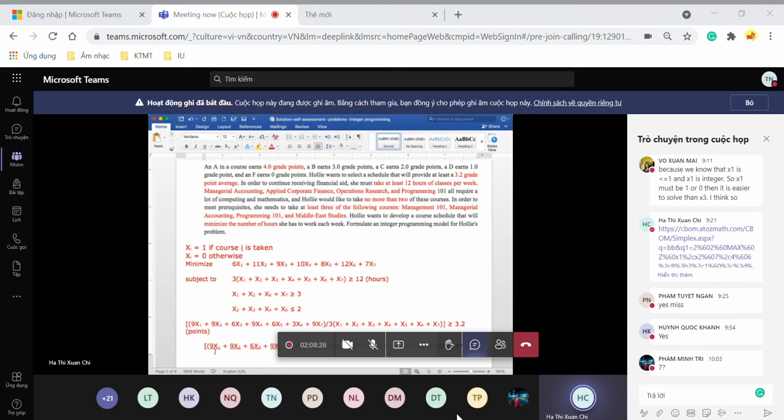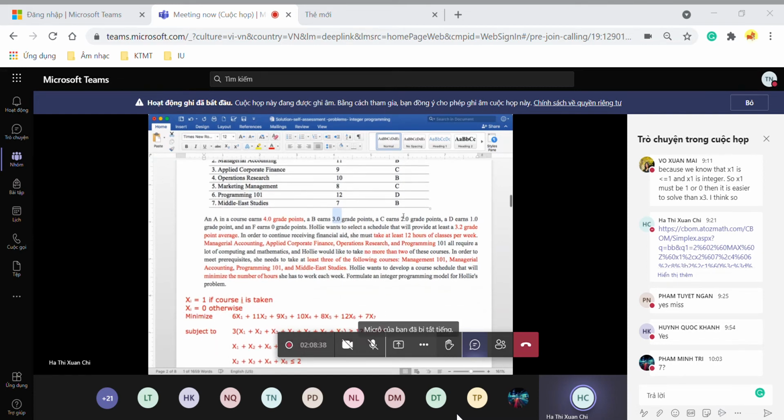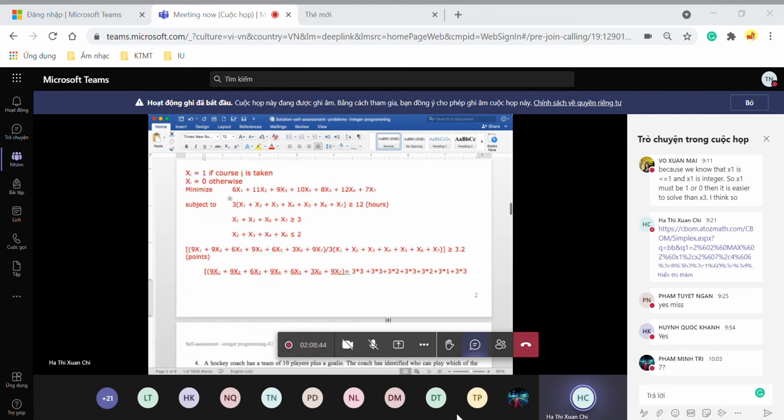Okay, so for course number 1, CS, B corresponds with 3 grade points, right? C corresponds with 2 points. So here B is 3 points, and C is number 2, number 3, number 2, number 1, and number 3. So that is the minimum score they want to get. But they have 3 hours. So that's why I multiply with 3 hours.